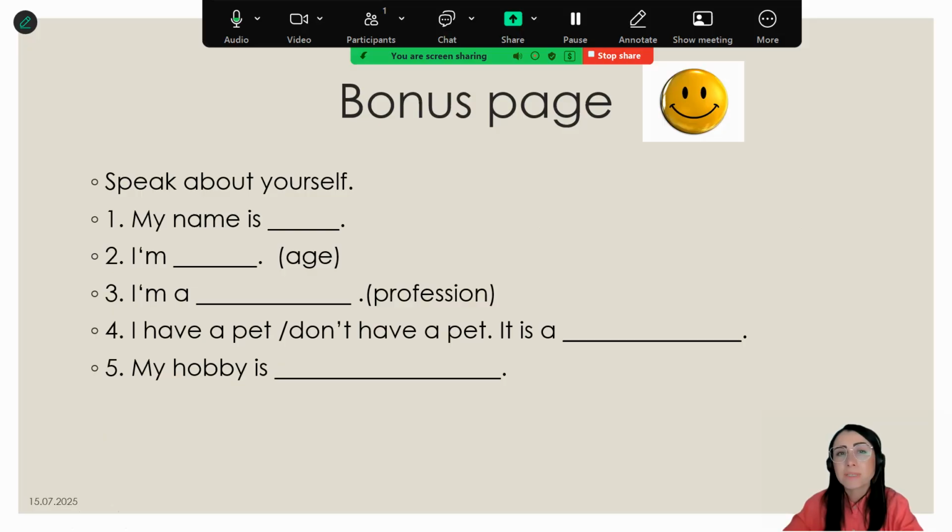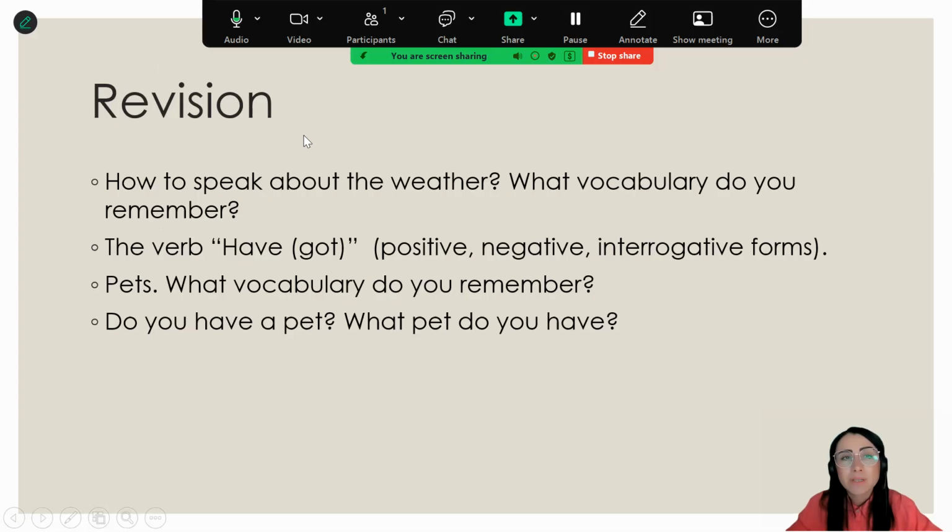The last piece of work for today is a bonus page. Speak about yourself. Make a speech. Tell me about your name, your age, your profession, if you have or you don't have any pets, and your hobby. Make a short story. Oh, that was great. You can speak English. You can tell about yourself. That's so good. Now let's make a quick revision.